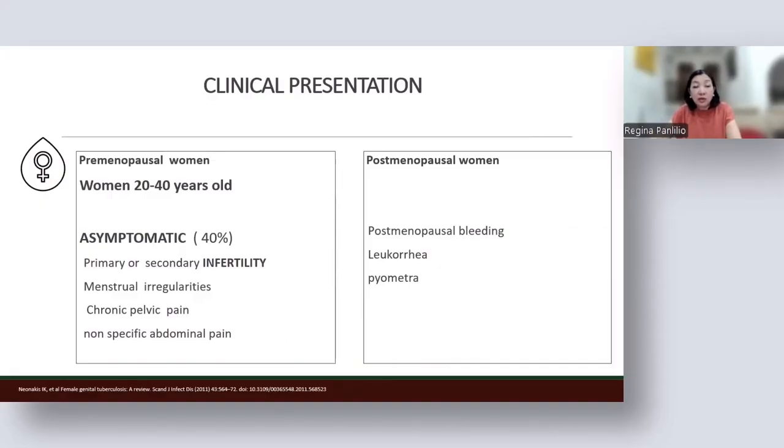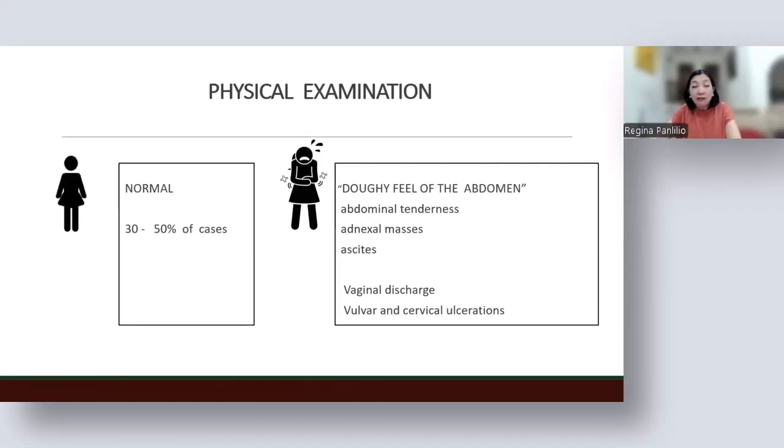They are mostly asymptomatic, with infertility in developing countries, or menstrual irregularities, or chronic pelvic pain. In postmenopausal women, this is quite rare, but they may present with postmenopausal bleeding or leukorrhea, which may mimic endometrial cancer. Physical examination may be normal in up to 50% of cases, or on examination, there may be adnexal masses, ascites or abdominal enlargement, abdominal tenderness, and a classic doughy feel of the abdomen when you do your palpation of the abdomen.